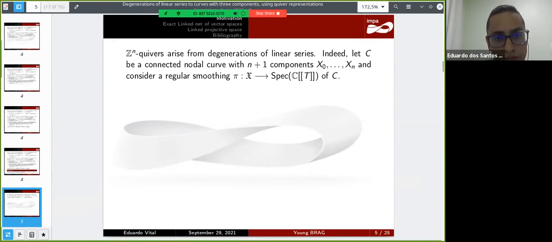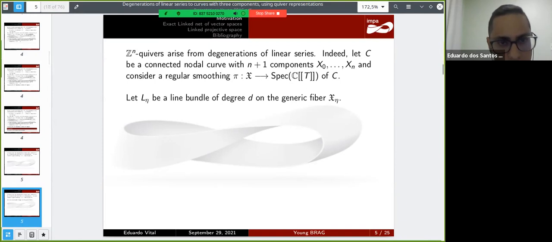Now, this Zn quiver. Here we start with the motivation to study this Zn quiver and its representations. The Zn quiver arises from the degeneration of linear series. So let C be a connected nodal curve with n plus 1 components X0 to Xn, and consider a regular smoothing π of C. By regular smoothing, we mean that the morphism π is flat and projective, the generic fiber of this map is smooth, and the special fiber is isomorphic to C.